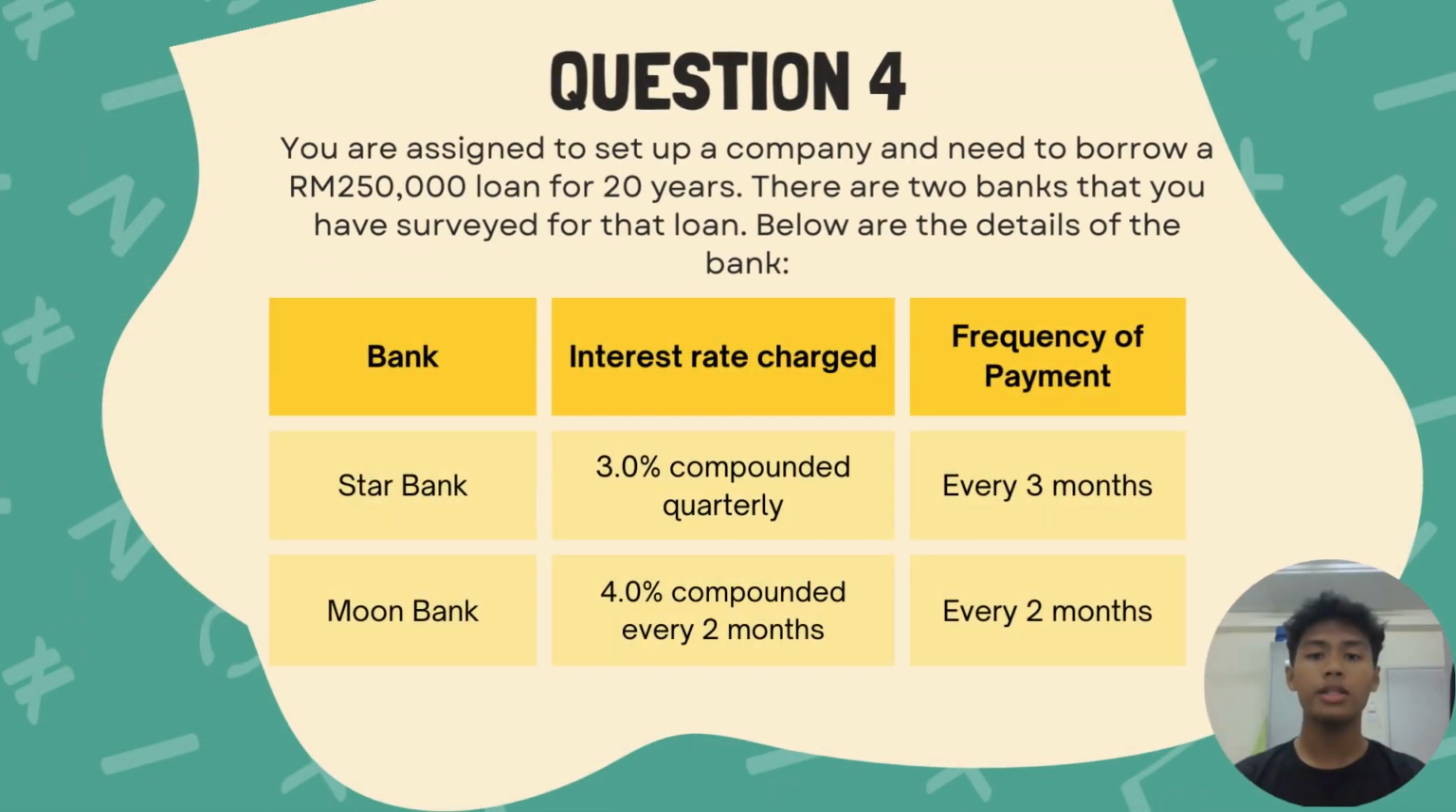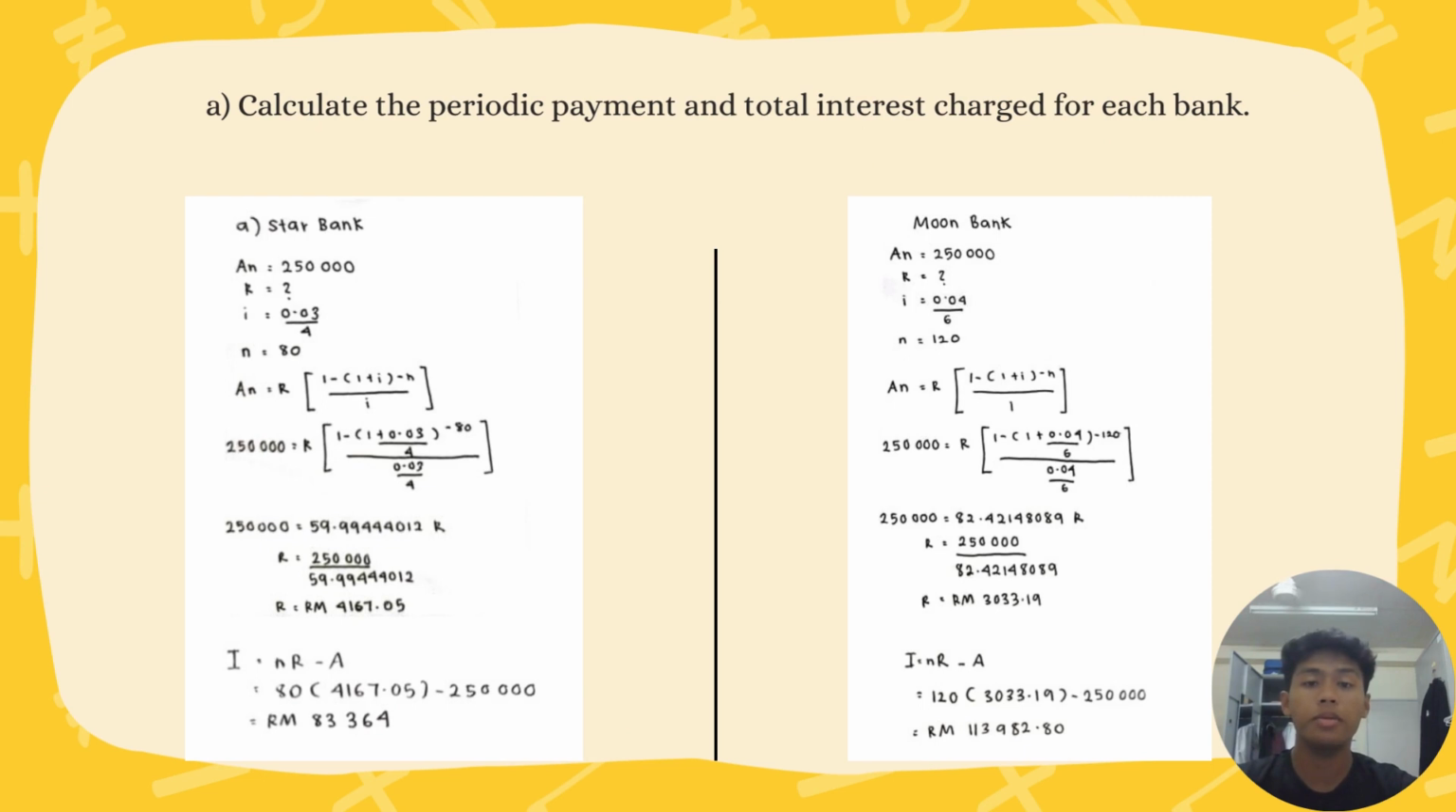Question 4. You are assigned to set up a company and need to borrow a RM 250,000 loan for 20 years. There are two banks that you have surveyed for the loans. Below are the details of the banks. Firstly is Star Bank. Interest rate charge is 3% compounded quarterly. Frequency of payment is every 3 months. Secondly is Moon Bank. Interest rate charge is 4% compounded every 2 months. Frequency of payment is every 2 months. Question 4a. Calculate the periodic payment and total interest charge for each bank.